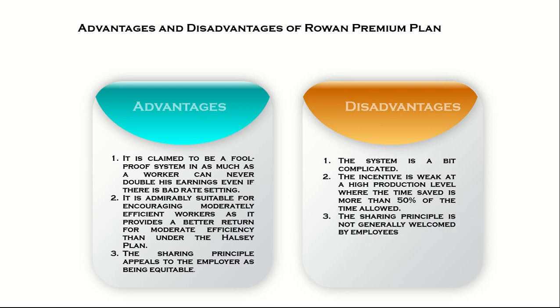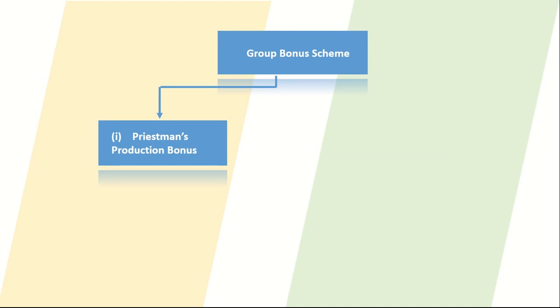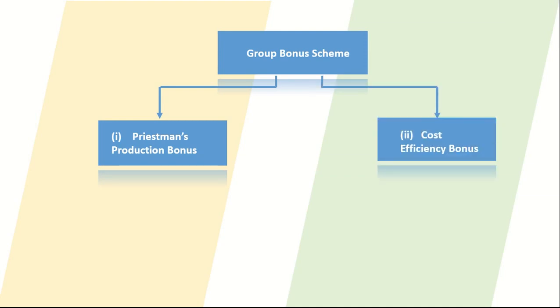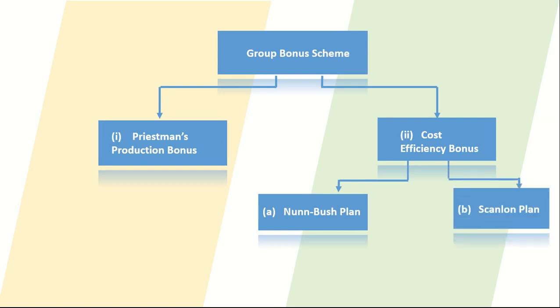Group bonus scheme. 1. Priestman's production bonus. 2. Cost efficiency bonus. Nunn-Bush plan. Scanlon plan. Rucker plan. Certain jobs or operations are required to be performed collectively by a number of workers. In this case, the amount of bonus is distributed among the individual members of the group on some agreed basis. The following are a few schemes of group bonus.